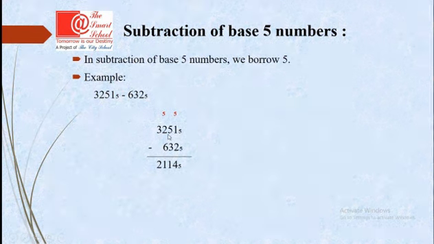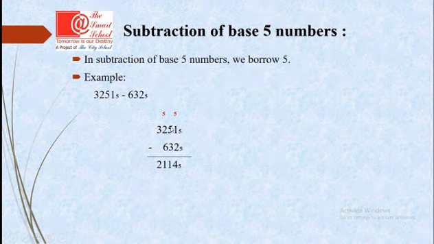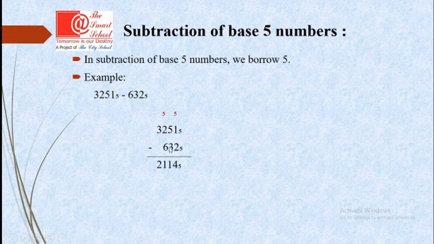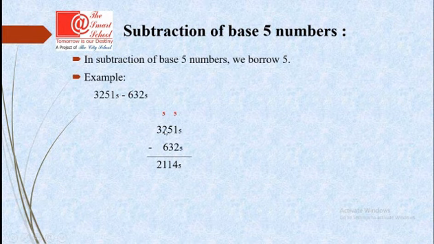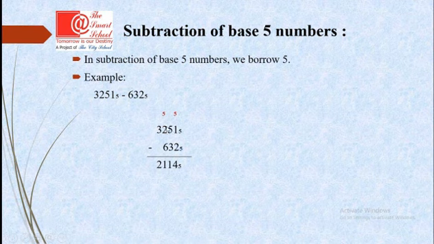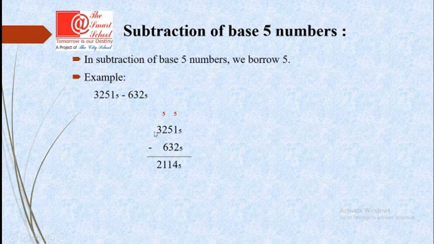Now because 5 gave 1 to the neighbor, it is 4 here now. 4 minus 3 is 1. Again 2 is smaller than 6, so we have to borrow. So when we borrow, it will come 5 here. So 5 plus 2 is 7, and 7 minus 6 is 1. And 3 will be 2 because it gave 1 to the neighbor, so it will come as it is, 2.